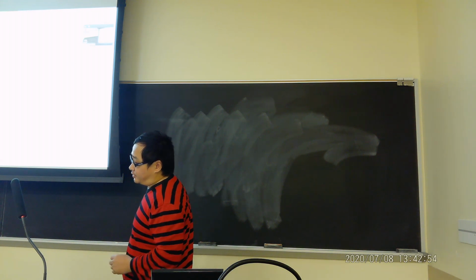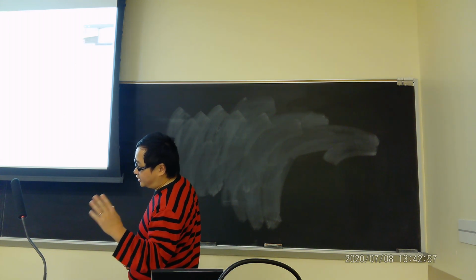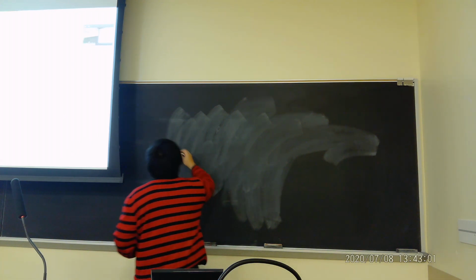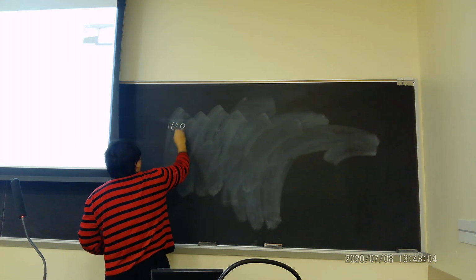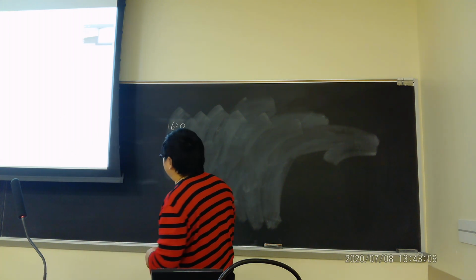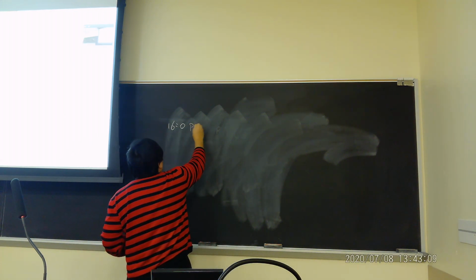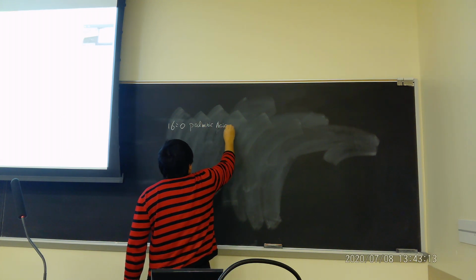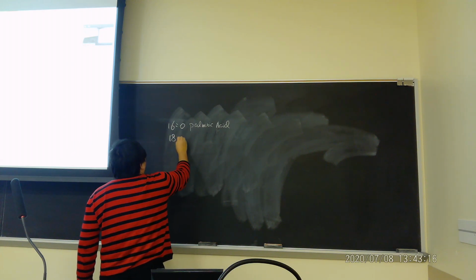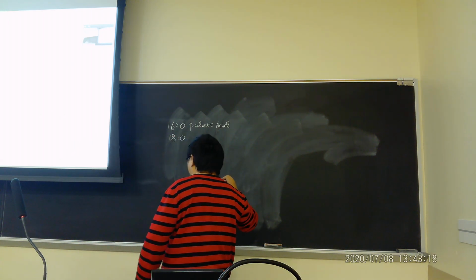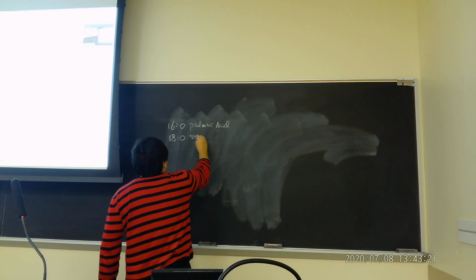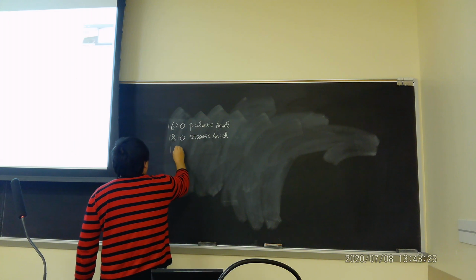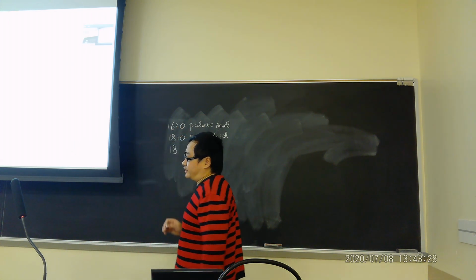Now, before I talk about these slides, you're going to have to know a little bit about the names of the fatty acids. So, 16 carbon, 0 double bonds. This is called palmitic acid. 18 carbon, 0 double bonds. This is stearic acid. These two are saturated fatty acids.